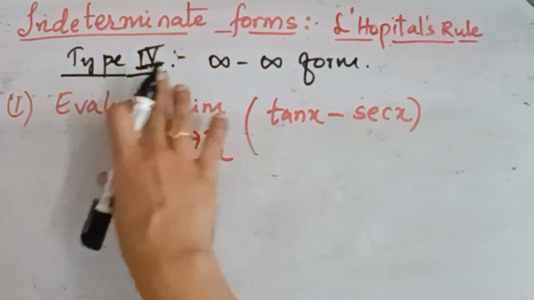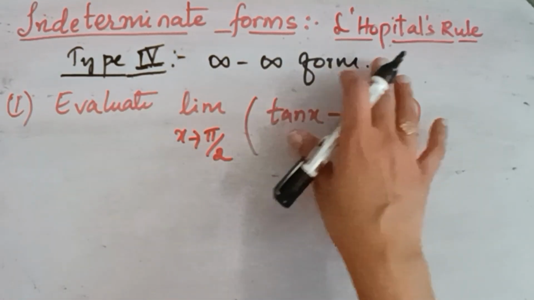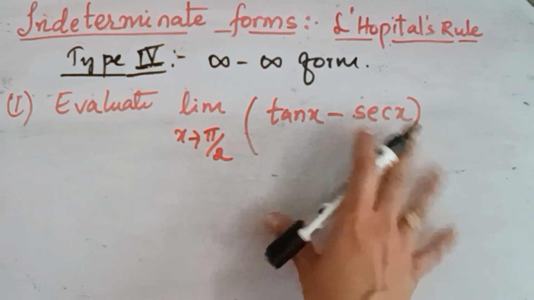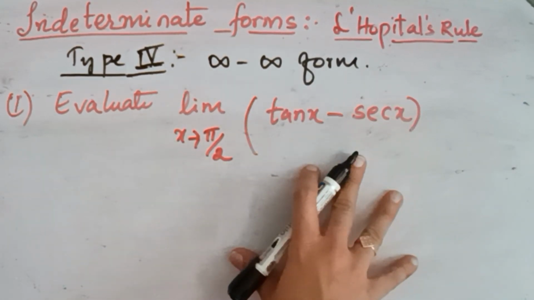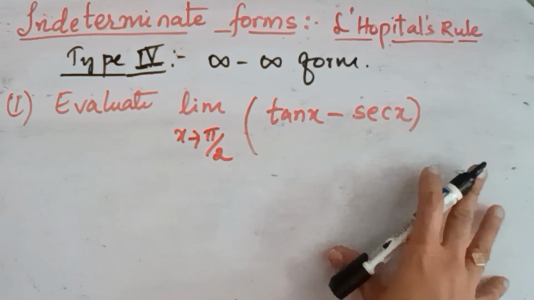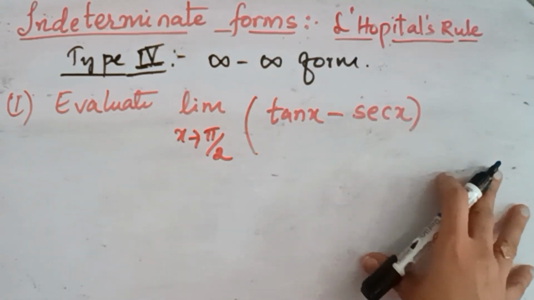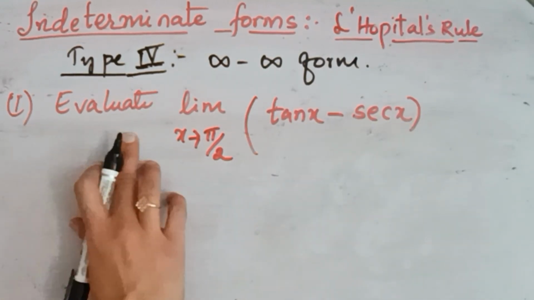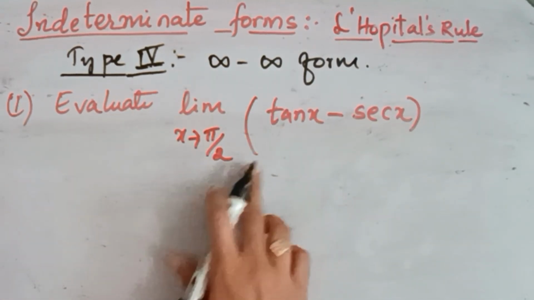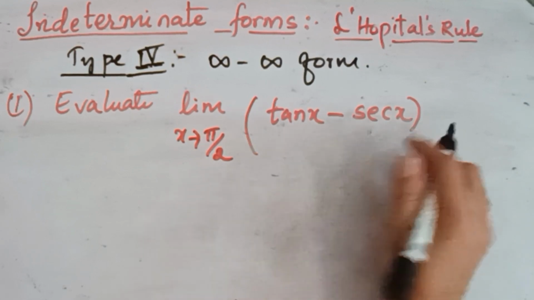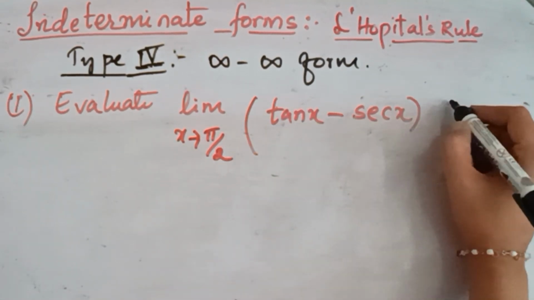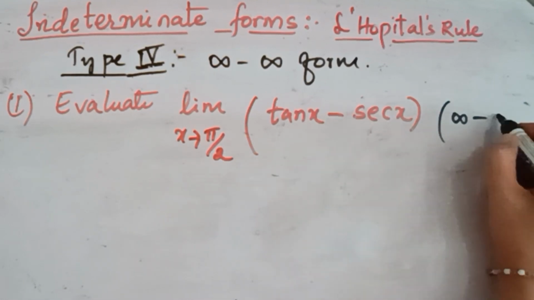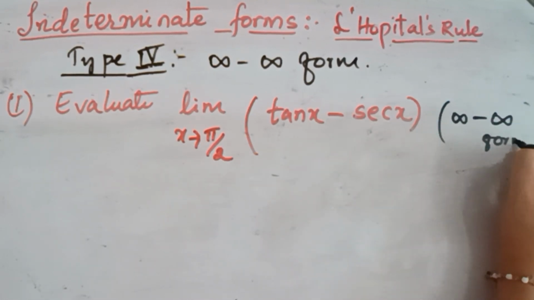Now, fourth type is infinity minus infinity form. So, in this case also, you have to convert it either to 0 by 0 form or infinity by infinity form, then apply L'Hopital's rule, because in some of the problems that conversion is possible. So see here, evaluate limit x tends to pi by 2 of tan x minus secant x. When you apply the limit, tan pi by 2, tan 90 degrees is infinity, minus secant 90 degrees is also infinity. So it is infinity minus infinity form.